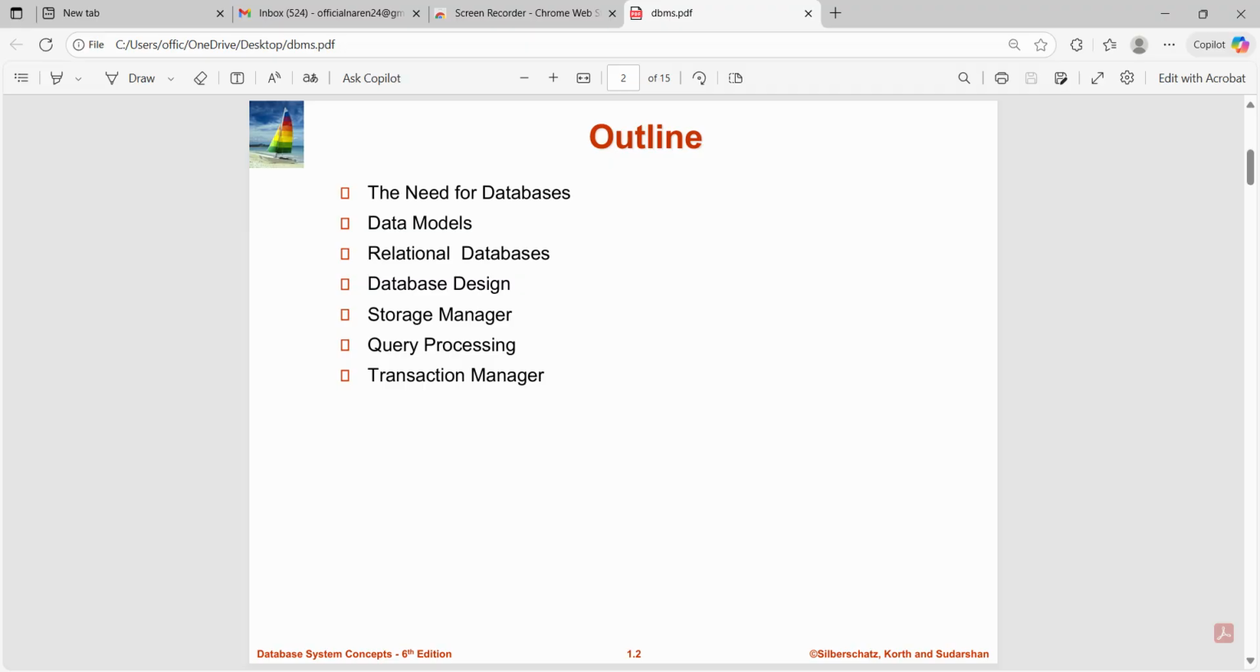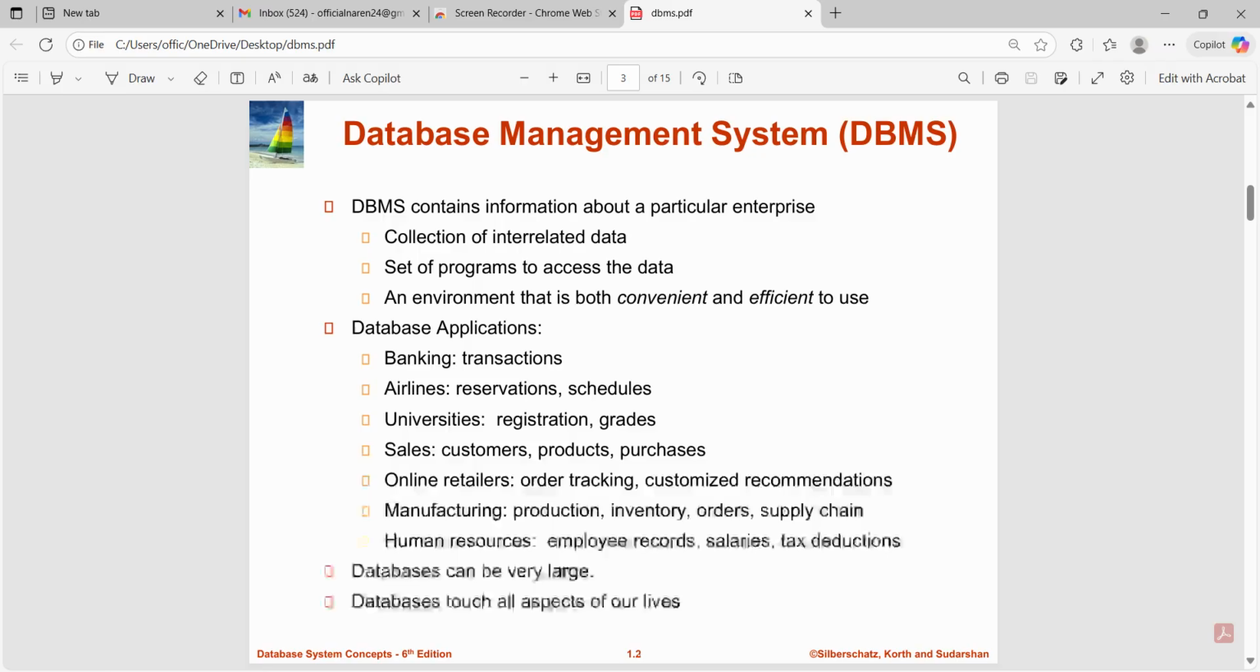So today we are going to see about the outline structure of DBMS. What is the need of DBMS? What are the data models? And what is the meaning of relational database management system? And how the data are stored and processed along with its architecture.